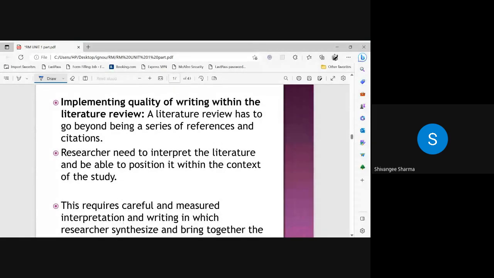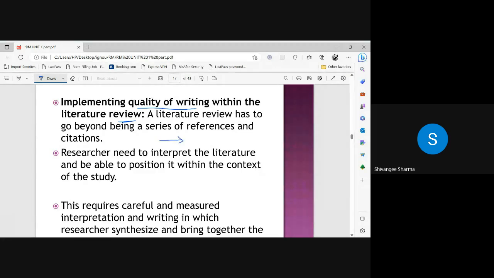Then comes implementing quality of writing within the literature review. In a literature review, you are analyzing each and every point of demand and supply, and you are writing whether this writer has said this, and this economic expert has said this about demand and supply. So it is very extensive, and you need quality of writing within the literature review, so that it is well connected towards your gap. It leads towards the gap which you are going to pertain to in your research. So that quality of writing is required.